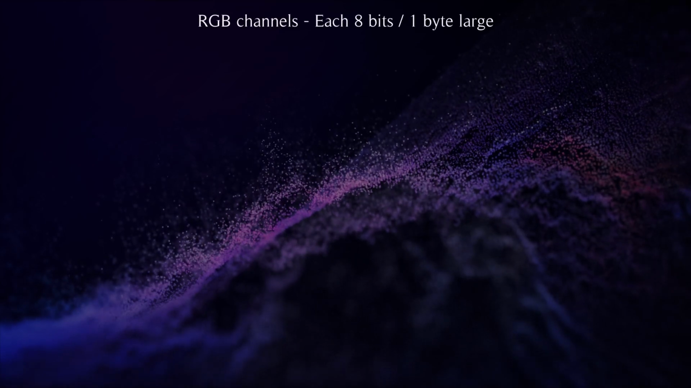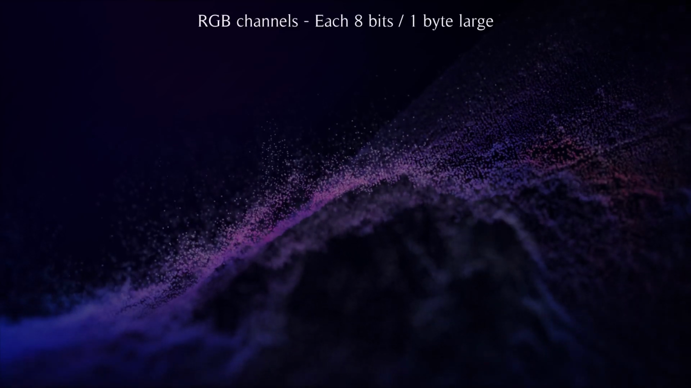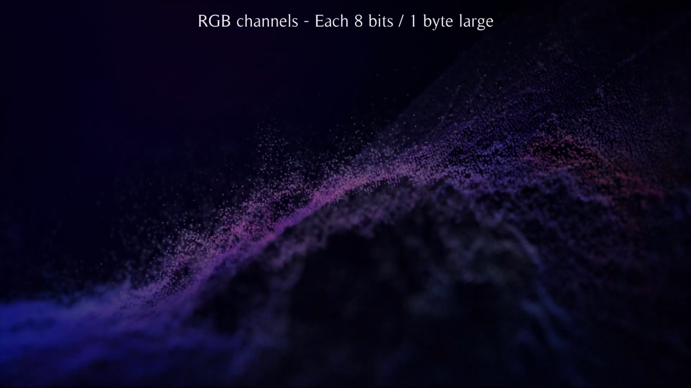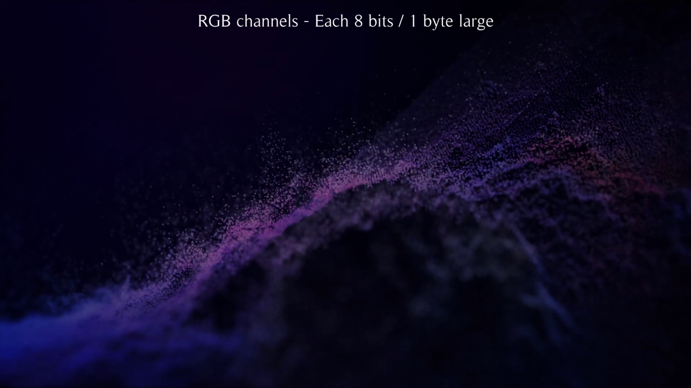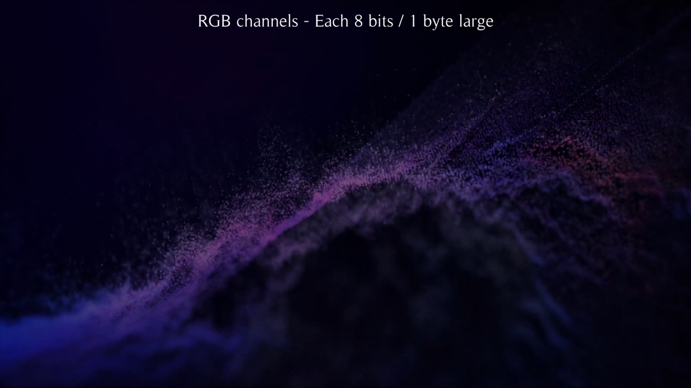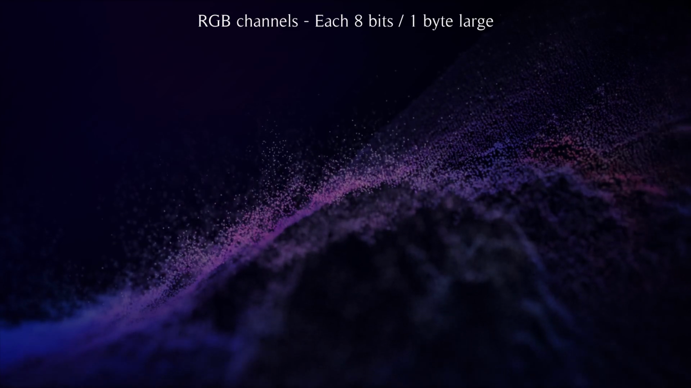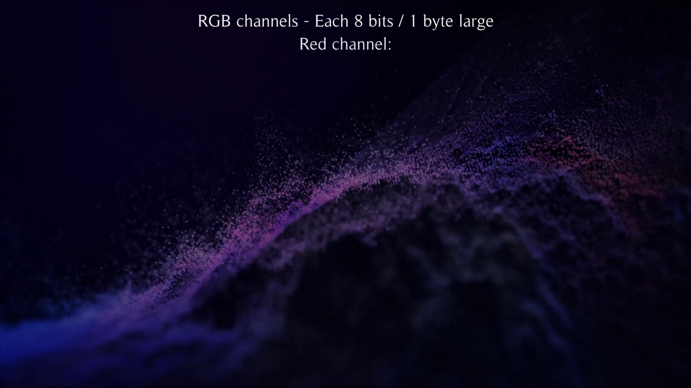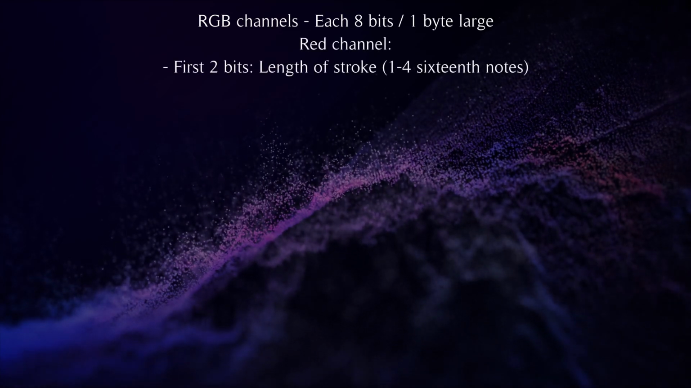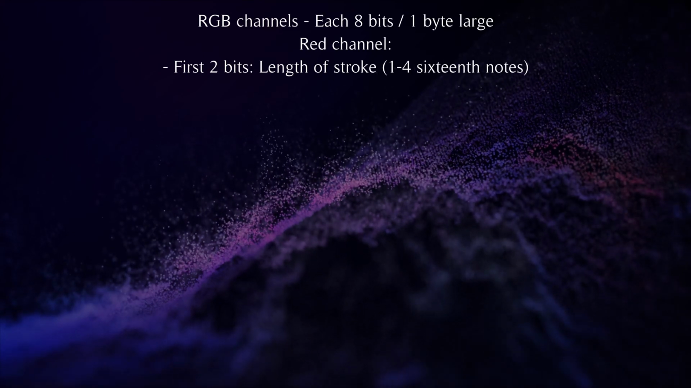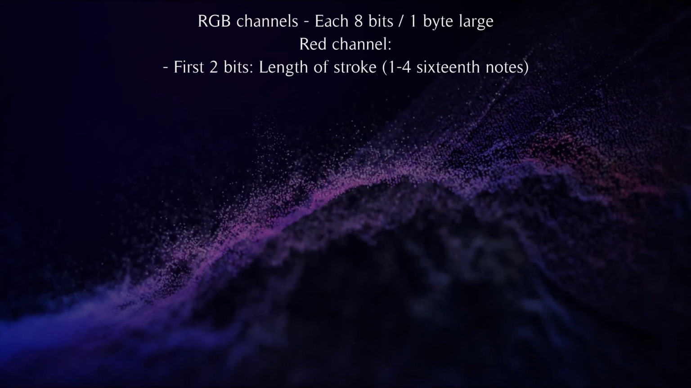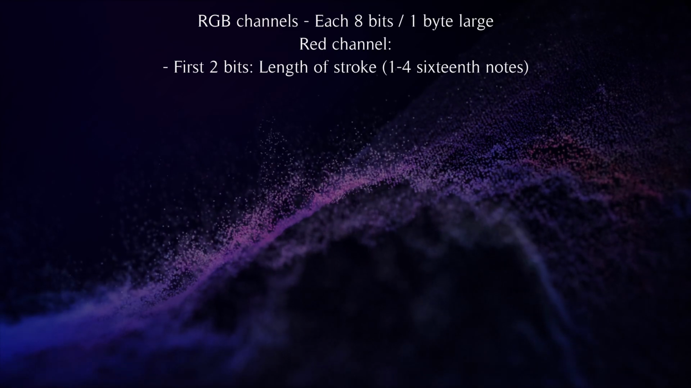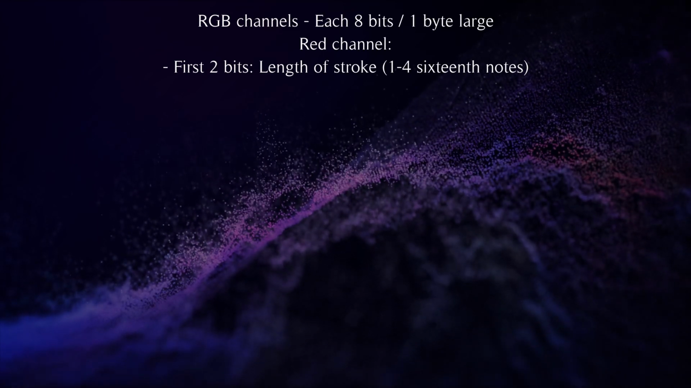The red, green and blue channels are each 8 bits or 1 byte. And we can imagine these bits representing pretty much anything we want to build a long, unpredictable polyrhythmic riff. Let's start with the red channel. Let's take the first 2 bits of the red channel, which can hold a number in the range from 1 to 4, to represent the length of each guitar stroke of the riff in 16th notes.